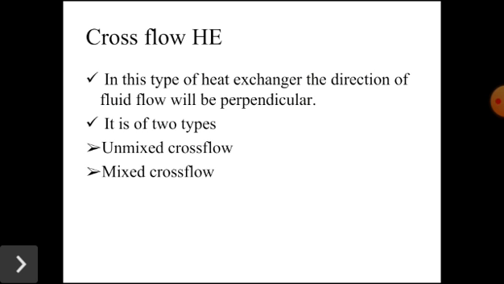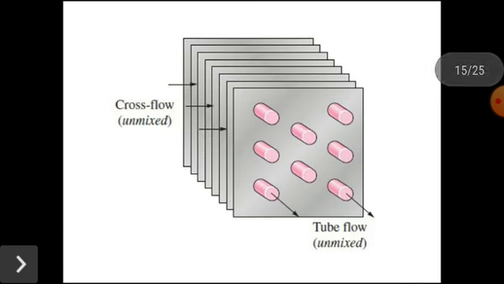This is the crossflow heat exchanger. You can visualize here. This is of unmixed type. That means here the tubes, you can see the pink colored tubes, and on another side you can see that both are perpendicular to each other. You can understand this type of heat exchanger by looking at this diagram.